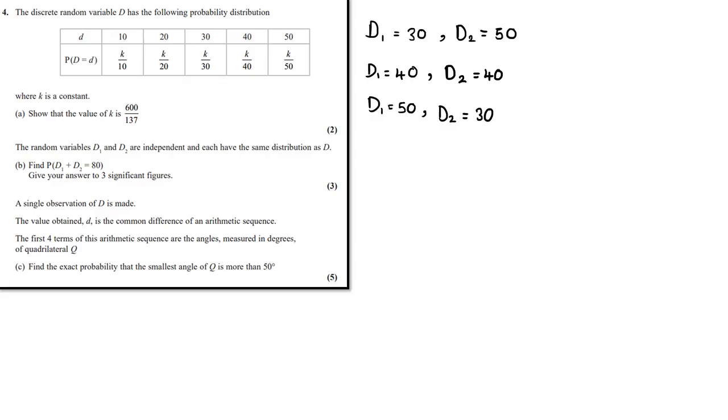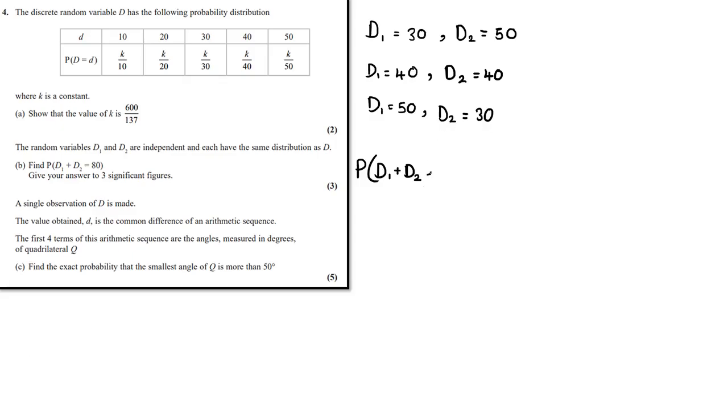So therefore, the probability of D1 plus D2 being equal to 80, I should put that all in one bracket actually. Let's just do that again, I messed that up. So like I said, these should be all in one bracket. Oops, lost that pen.